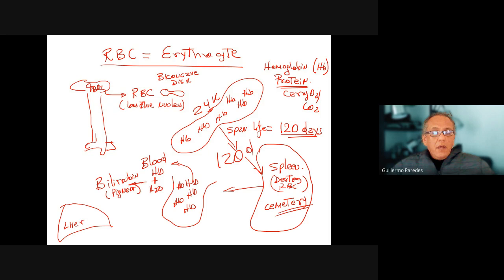And the bilirubin is taken by the liver. The liver is going to add other substances to produce the bile. That is the whole story of the red blood cell.